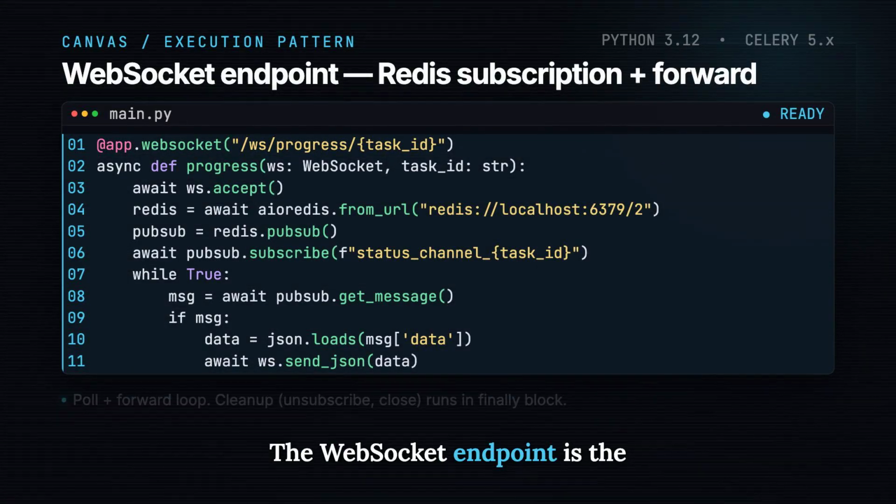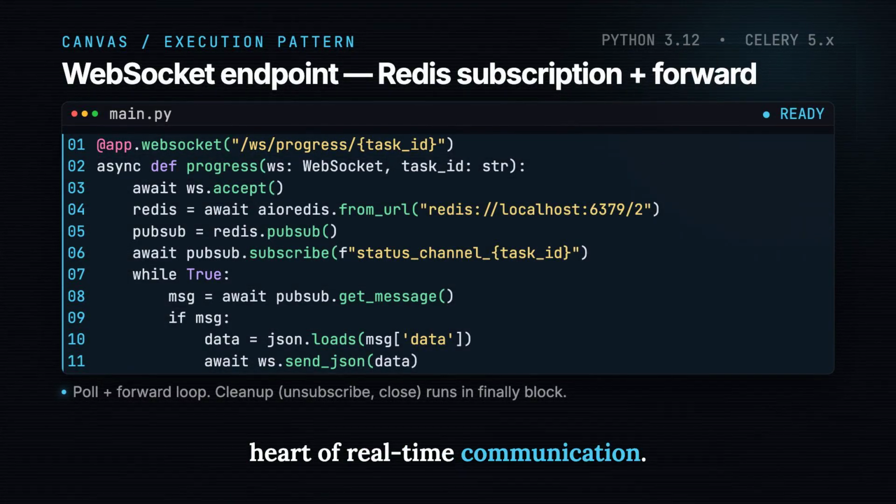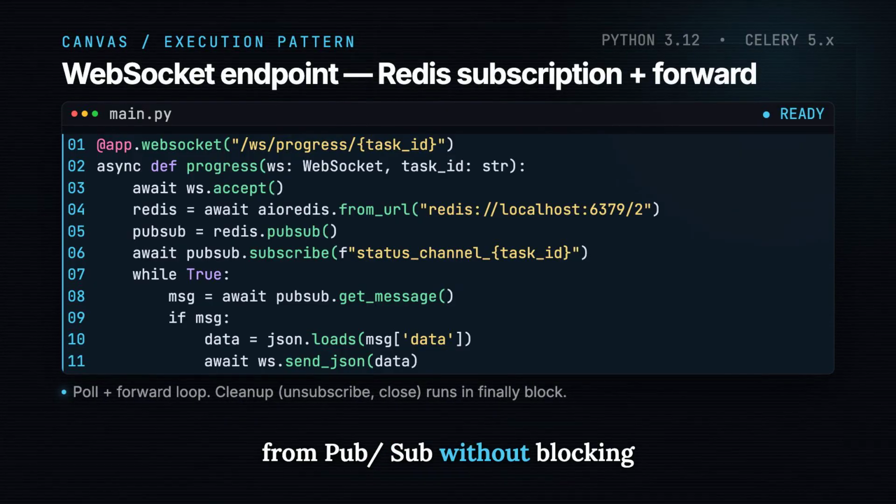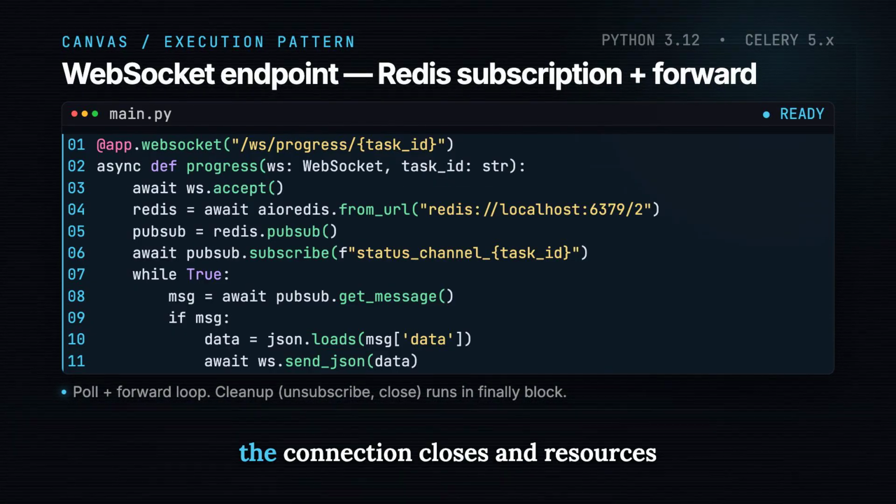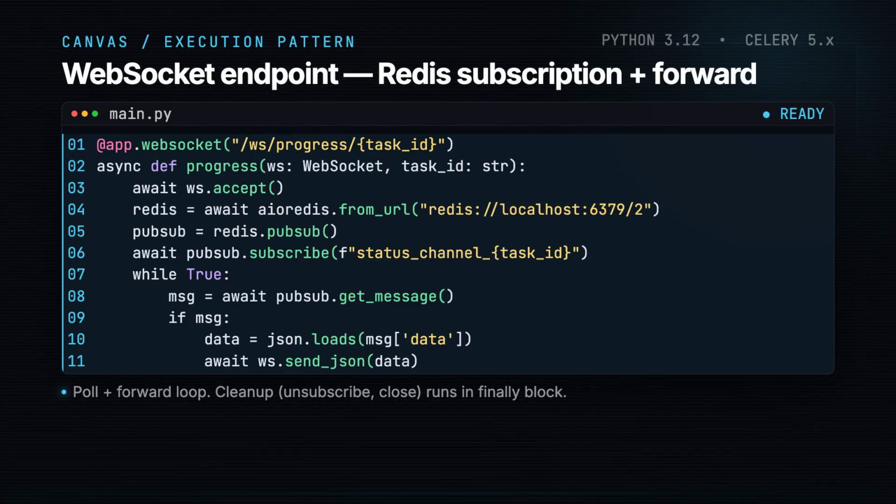The WebSocket endpoint is the heart of real-time communication. FastAPI accepts the WebSocket connection and subscribes to the Redis channel matching the task ID. An asynchronous loop pulls messages from pub/sub without blocking the event loop thanks to asyncio.sleep. Each received message is forwarded to the client via send_json. When the status is success, the connection closes and resources are released in the finally block.